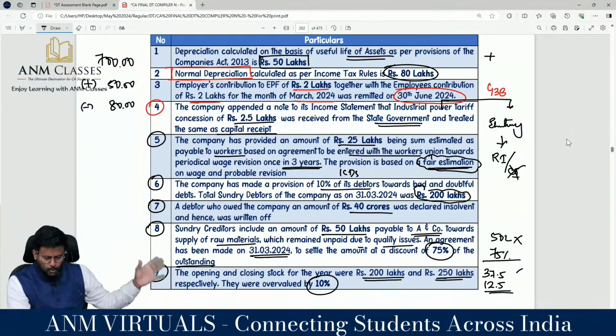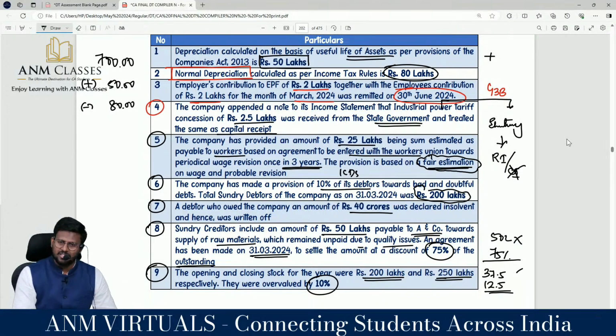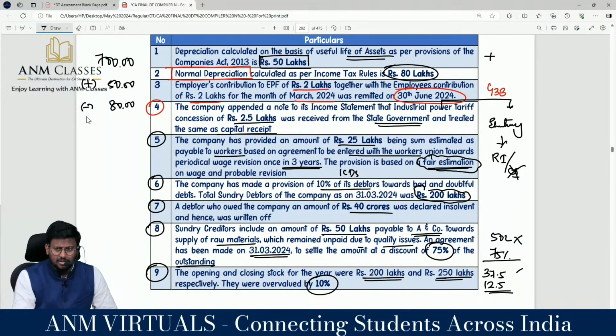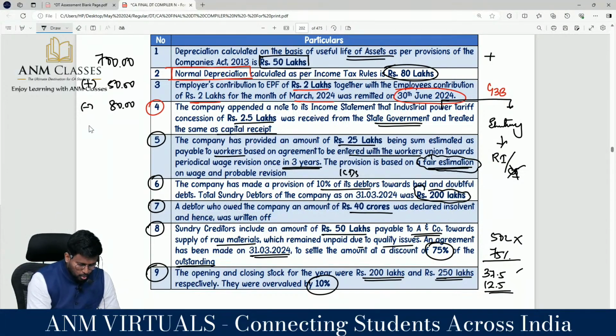Company appended a note to its income statement that industrial power tariff concession of 2.5 lakh was received from state government and treated as capital receipt. No adjustment is required because already credited to P&L account. But in note they are saying that, sir, it has to be treated as capital receipt, right? But this is P&L account credit, we would have to add back, right? So no adjustment is required.